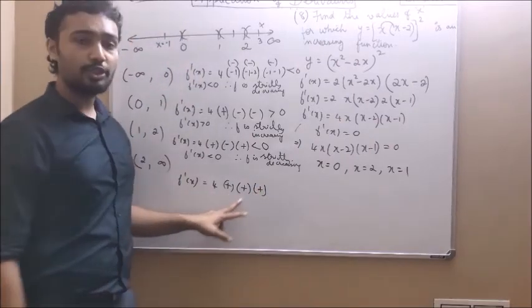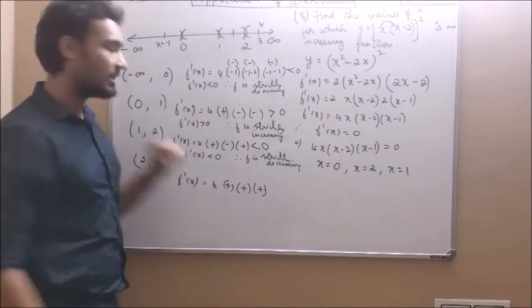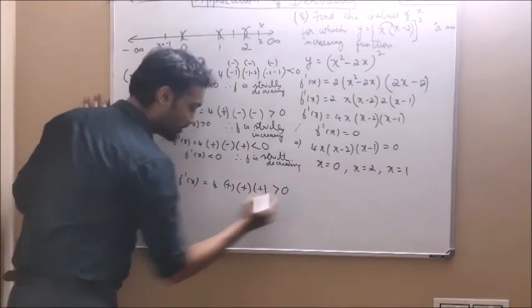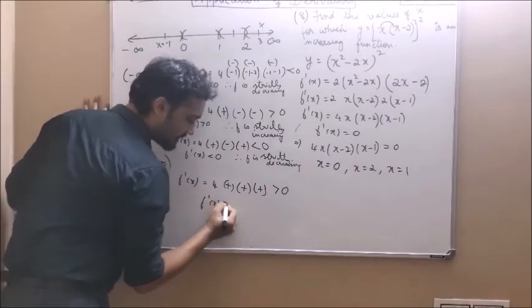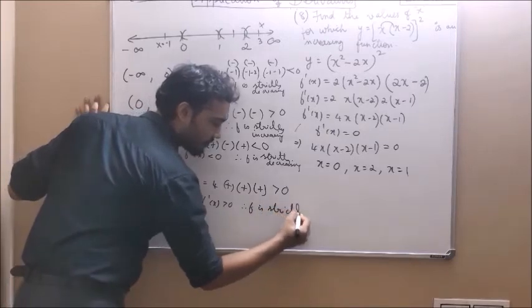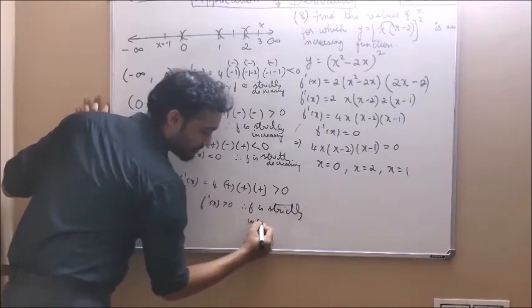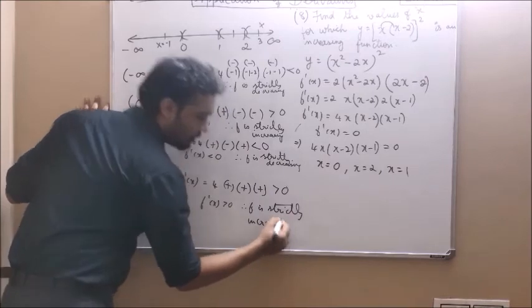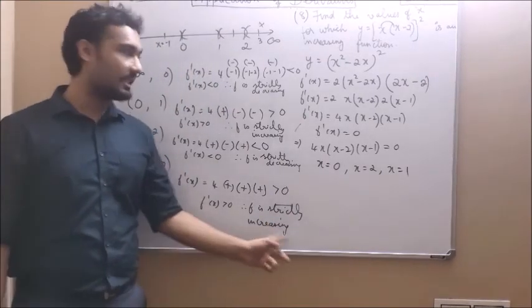So 4 into positive into positive into positive, of course it is positive. So f dash of x is greater than 0. Therefore f dash of x is greater than 0, so therefore f is strictly increasing.